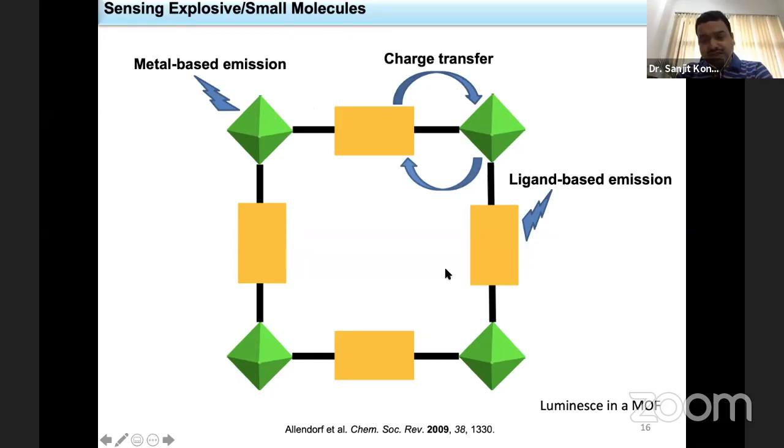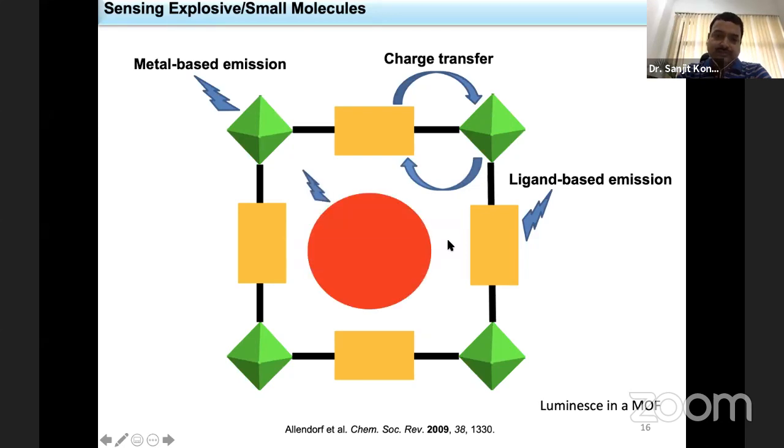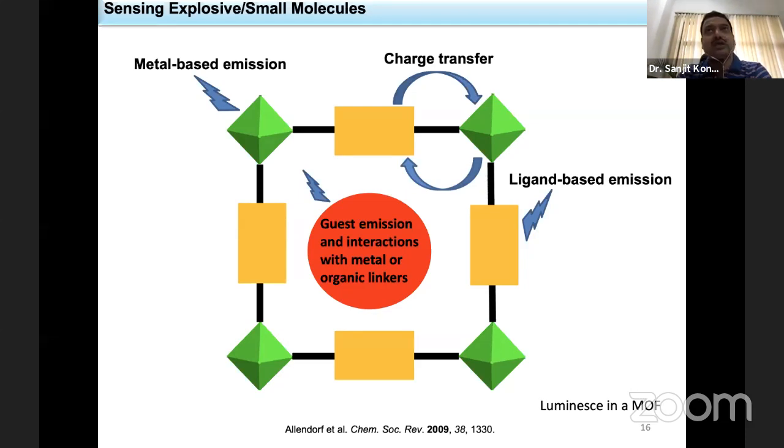Now imagine that a metal organic framework, as I mentioned, is a highly porous crystalline material. So you have a big pore inside. Now you put in some chemical. This chemical can interact with the ligand and the metal, and it can disrupt the charge transition process or the emission process that was going on before you had this guest molecule inside the cavity. Due to these interactions or interruptions, you may see some change in color of the molecule.